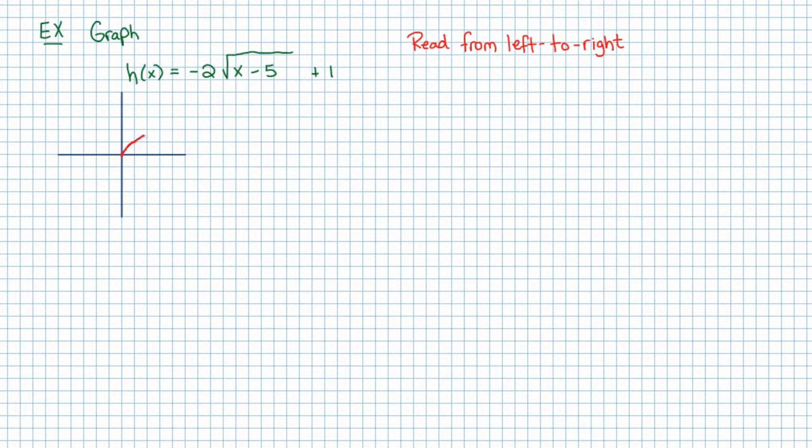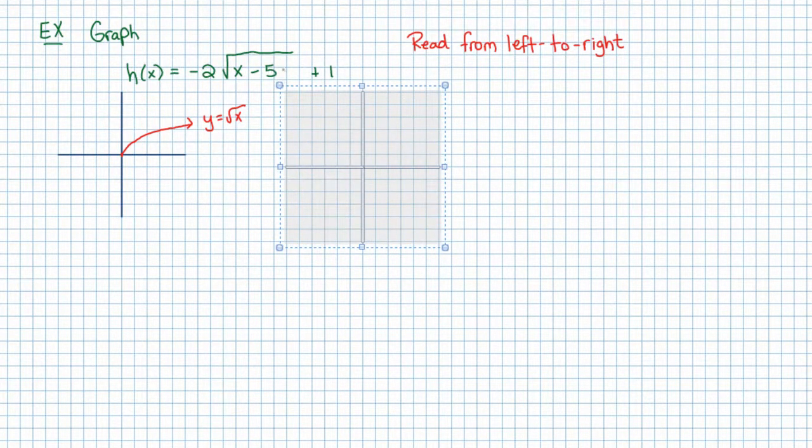Here's my base graph. This is y equals the square root of x. There's the parent or the prototype for this function. The prototype function is the square root of x. When you peel away the negative, the 2, the -5, and the +1, you just have a square root of x. And now, from this point forward, I'm going to graph in here each of these transformations.